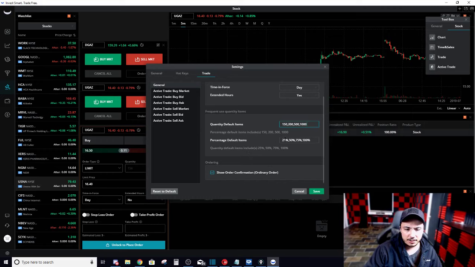You can have your percentage default, 25, 50. Make sure you put the comma here if you want to change this. Show order confirmation. Of course, you want to show order confirmation.